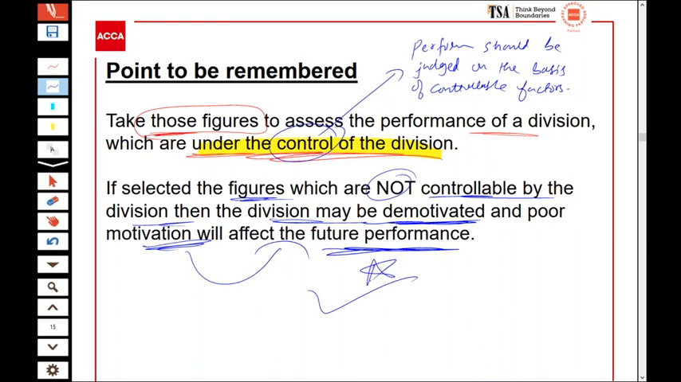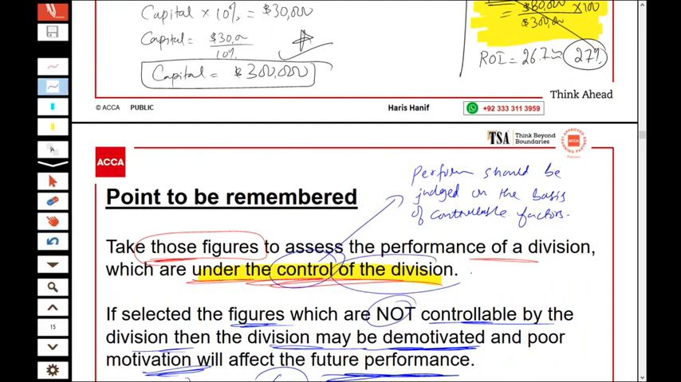For example, there is inflation in the country and you are blaming me that, Sir Haris, you have purchased the material at expensive rates. I'm saying that it's not my fault. It's general inflation applicable to all commodities, and you are making me responsible. I am not responsible for that because it is the inflation element, which is out of my control. If you blame me for factors which are not under my control, obviously the performer would be demotivated, and the demotivation will definitely impact the future performance. So always take the controllable factors by the division because we are assessing the performance of a division.